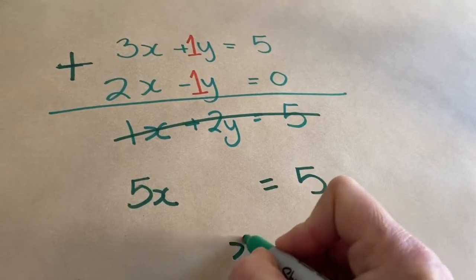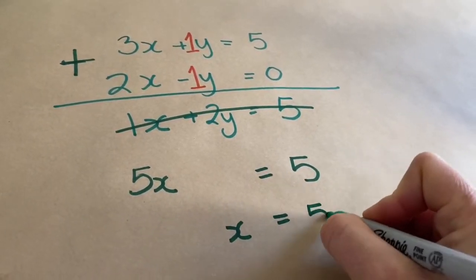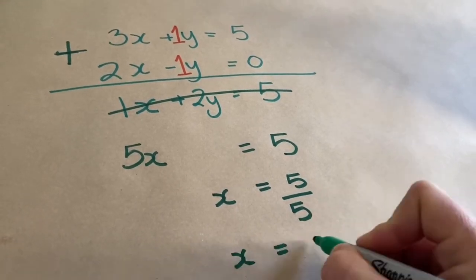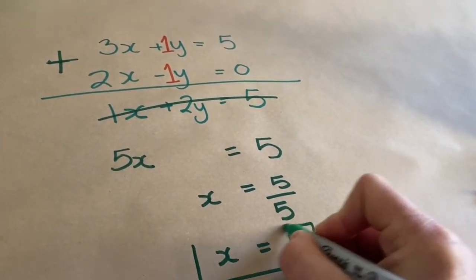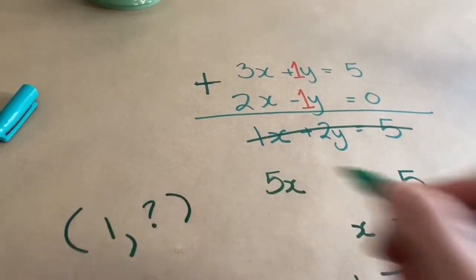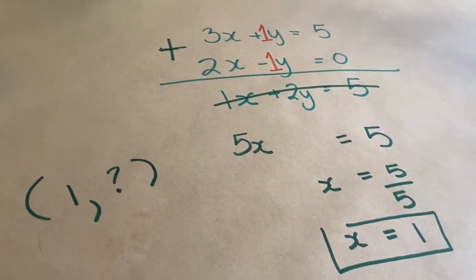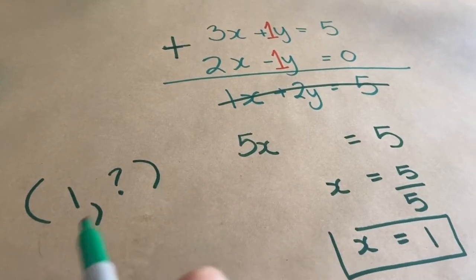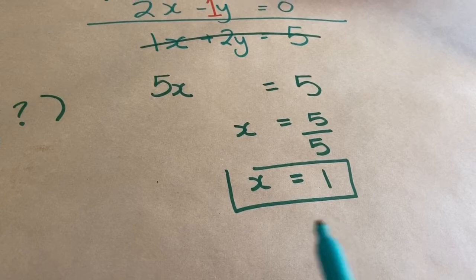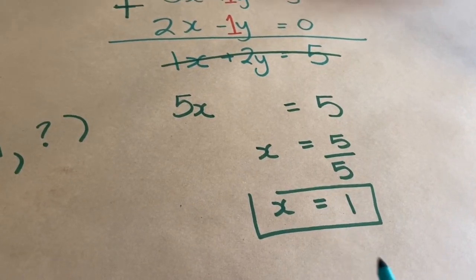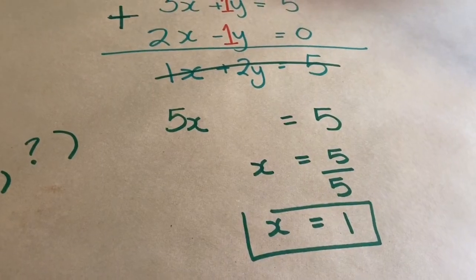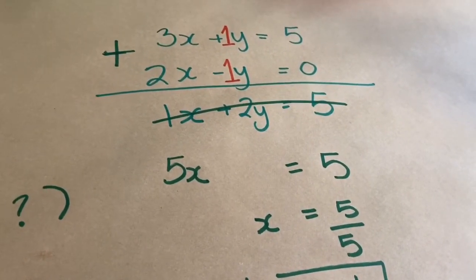I can find out what x is. X is equal to 5 divided by 5. X is equal to 1. So that means if I want to know the solution to the system of equations, I know it would be the point where x is 1 and y we need to determine. So we know the x is equal to 1. What I need to do, just like I did in substitution, is put the x is equal to 1 into one of the other equations.